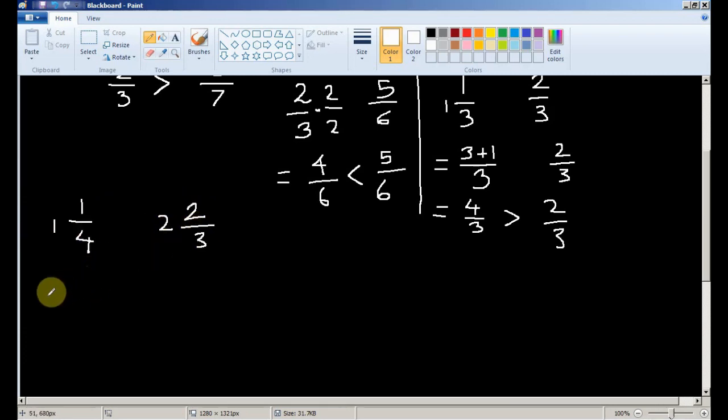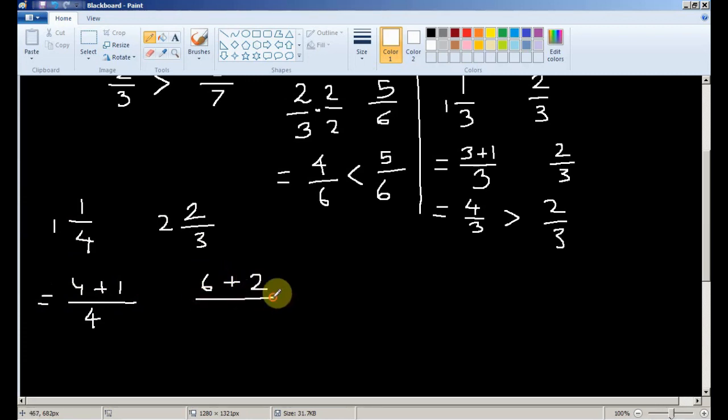Same, you have to compare. First you have to change it into improper fraction. 4 plus 1, 5 plus 4, and now this side you have to make it as 3 into 2, 6 plus 2.